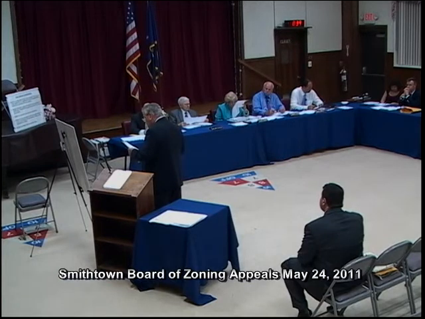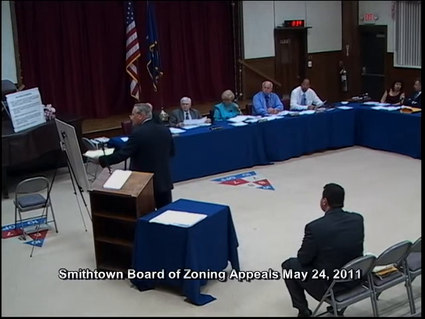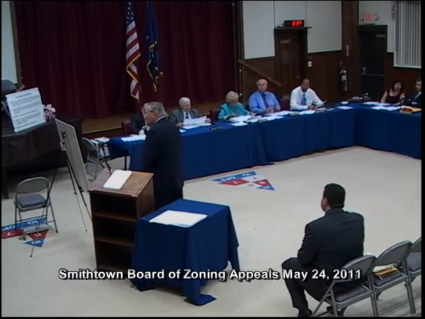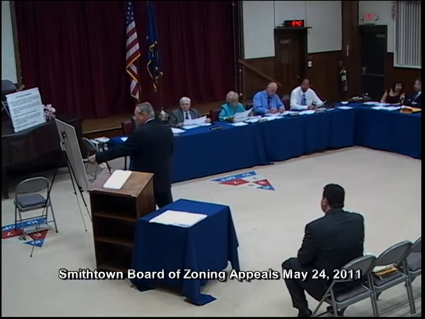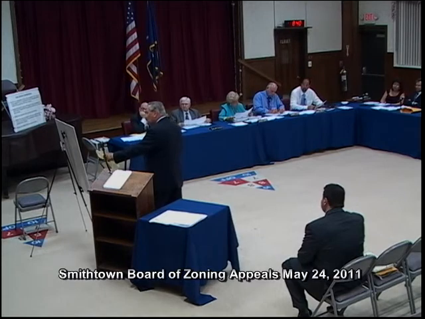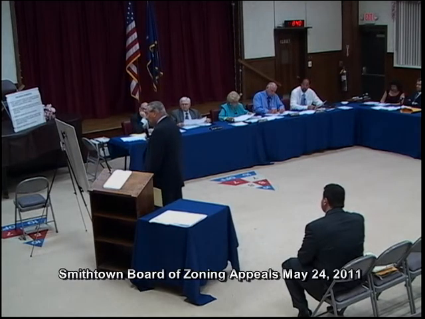The variance to reduce the distance from any lot line from 6 to 3 feet for an existing 223 square foot shed, and that's the shed that you see here, you see it here, and you see it here. What's deceiving about the shed from looking at it from the front is, number one, it's got a false roof on it, and it's really a flat roof. This little gable end on the front is just on the front.